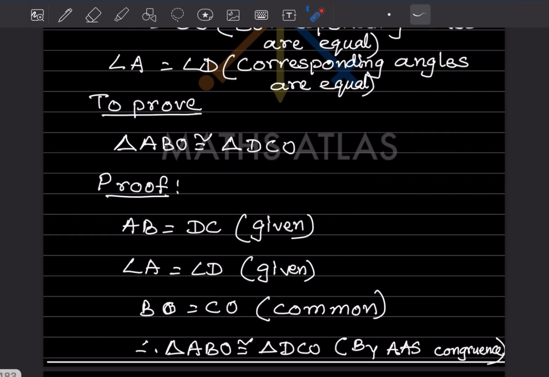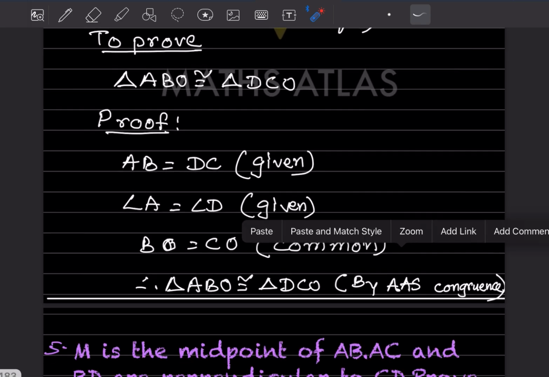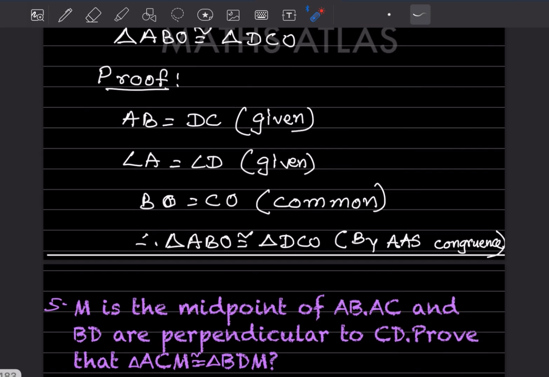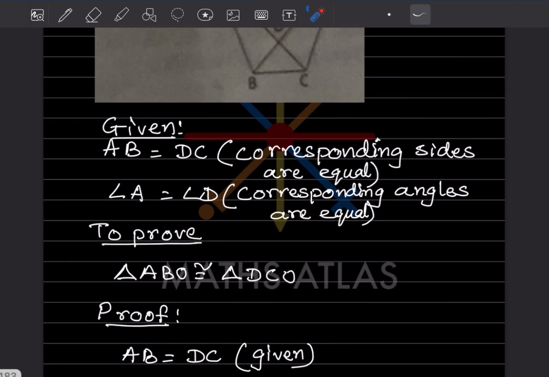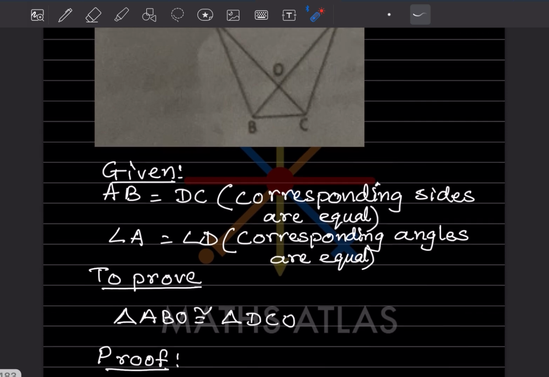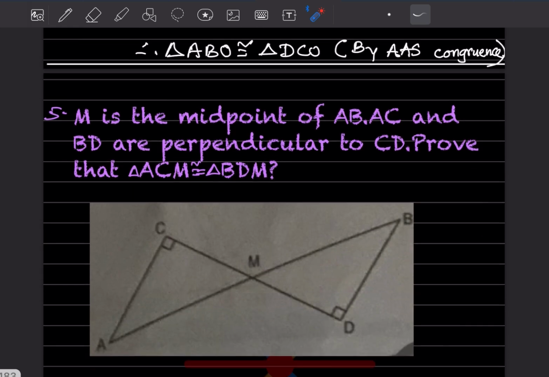This BO is equal to CO. So that is common for this one, CO for BO and this CO. So that is common. So what we can say, therefore triangle ABO is congruent to triangle DCO by what? AAS. Because the two angles are given and one side is given. So we can say by AAS congruence.